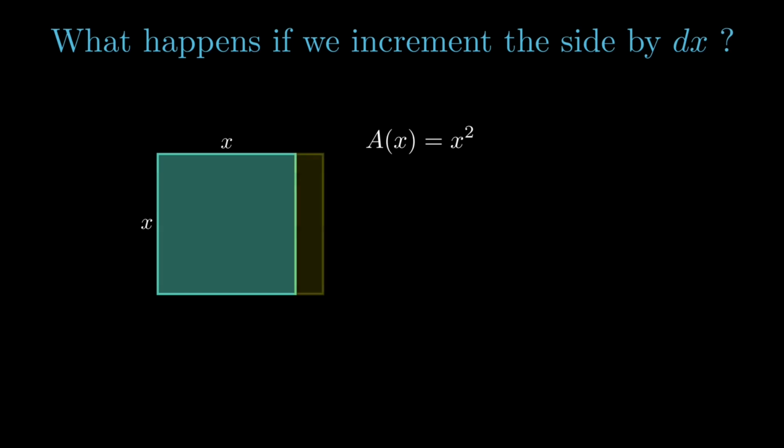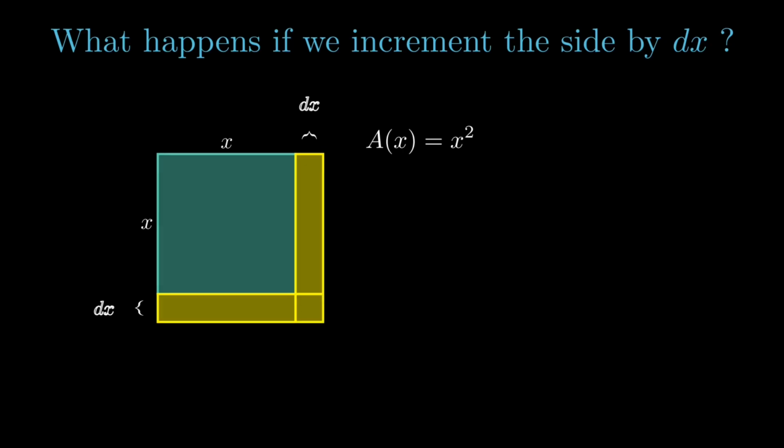Okay, so here's how the square grows. A vertical strip on the right of area x times dx, a horizontal strip below of the same area, and a tiny square in the bottom right corner of area dx squared. So the new area is the original area x squared plus 2 times x dx plus dx squared.